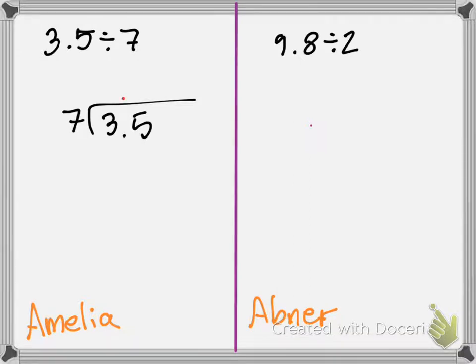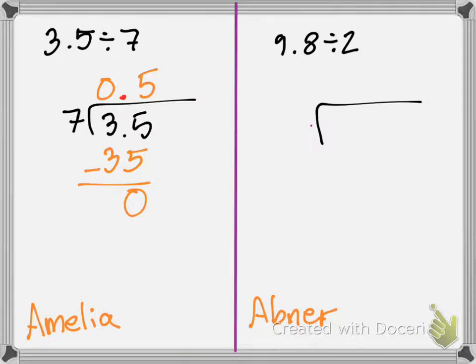We bring up our decimal just straight up. How many times does 7 go into 3, Amelia? 0 times. How many times does 7 go into 35, Amelia? 5 times. That's 35. Yes, we are done.